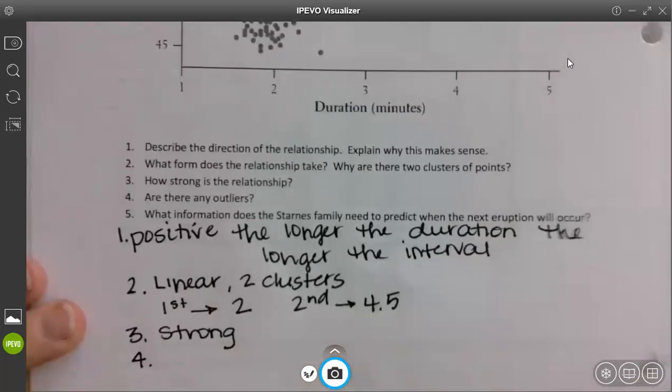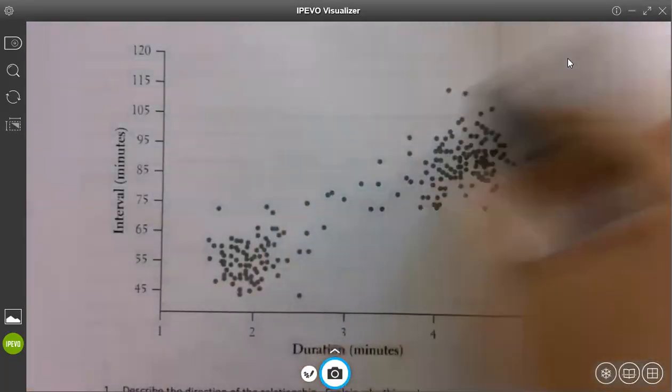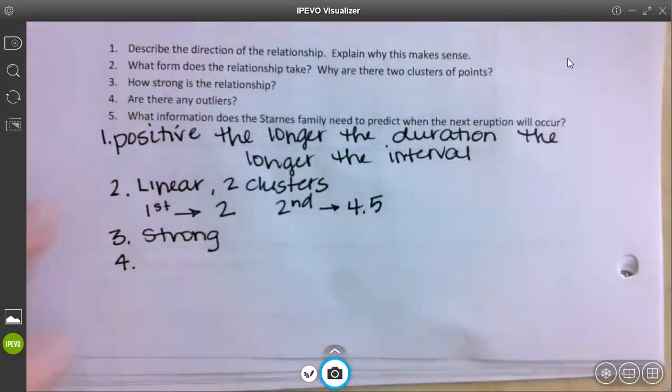Wait, so why are there two clusters? Right here, there's a big pile of data here and a big pile here. You know, like the explanation and context. Nope, you were good.